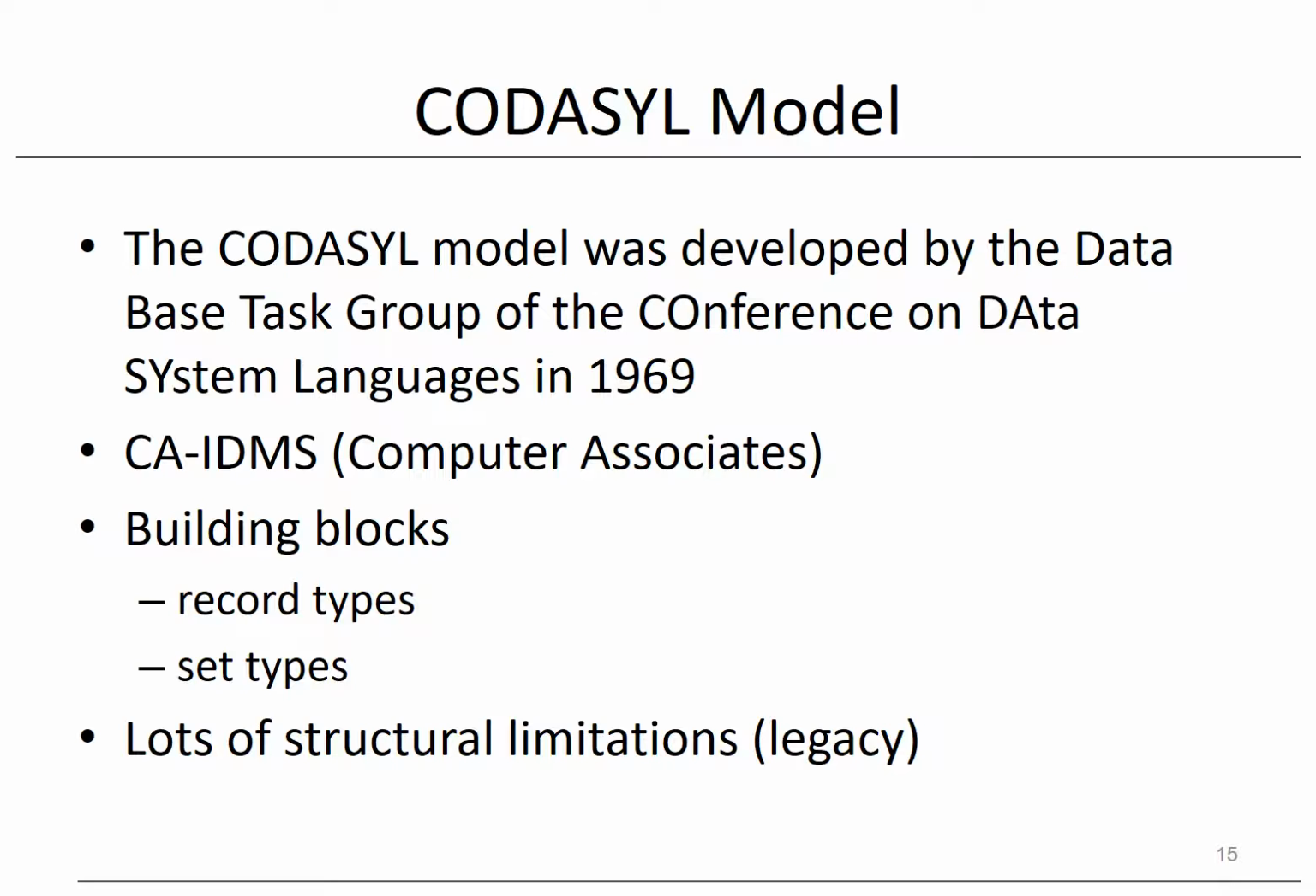However, the Codasyl model only includes record types, set types, and one-to-n relationship types. Although this may sound familiar to the hierarchical model at first sight, there are some clear differences as we will illustrate. Similar to the hierarchical model, the Codasyl model is considered to be legacy and has lots of structural limitations as we discuss in what follows.